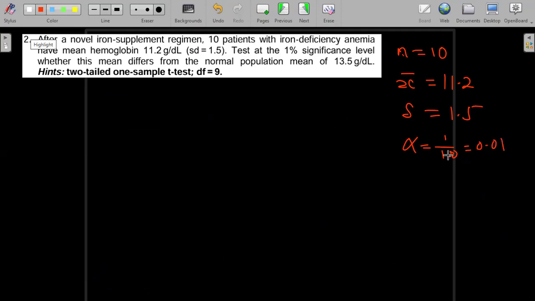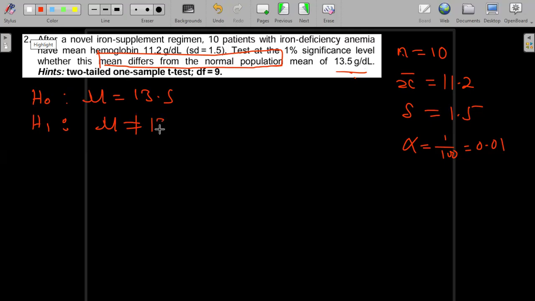So test at 0.01 significance level whether this mean differs from the normal population mean of this. So this is the keyword, differs. It means our null hypothesis will be that the mean is equal to 13.5. Our alternative hypothesis will be that the mean is not equal to this. It didn't say lower or higher.